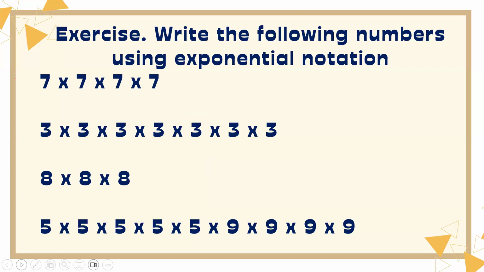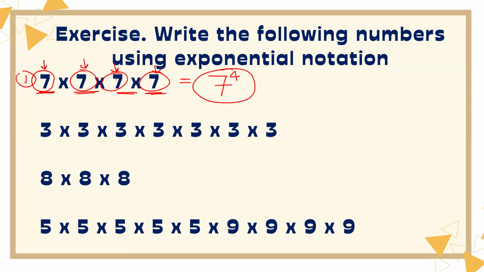Okay. So our first example is we have 1, 2, 3, 4 7s. The particular number that we are considering will become the base of the exponent. So 7 would be the base. And the number of times that we see 7 will be the exponent. So how many 7s are there? You have 1, 2, 3, 4. So what would be the exponent for this one? 4. Very good. So this is now the exponential notation for this number.